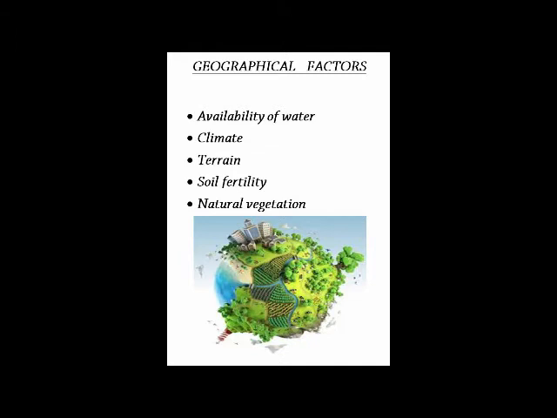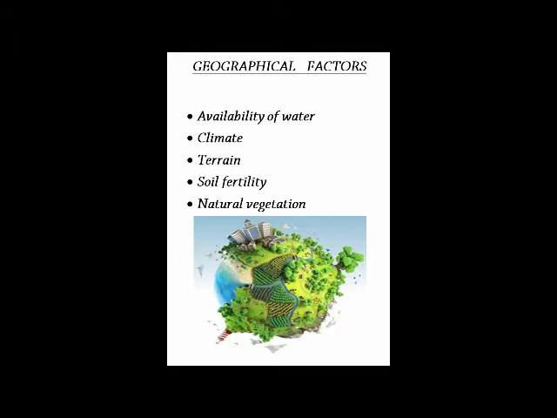People prefer to live on flat and gentle slopes because such areas are favorable for agriculture, building roads and industries. For example, the Indo-Gangetic Plain is among the most densely populated areas in the world, but the mountainous areas in the Himalayas are sparsely populated. The next point is soil fertility.